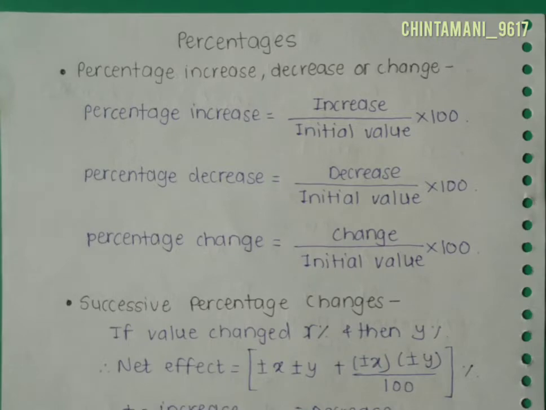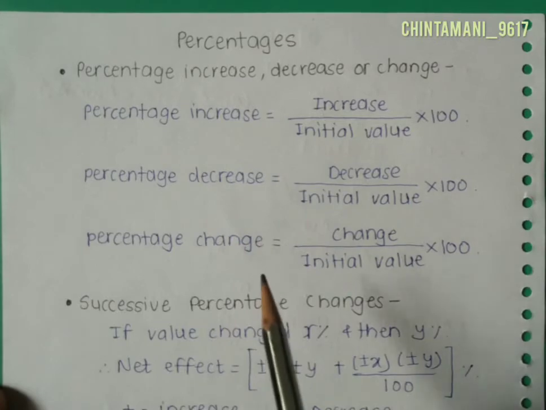The chapter percentages is one of the most important chapters. The concept of this chapter is the backbone of commercial arithmetic, because this chapter plays a vital role in developing the calculation skills which are used in chapters like profit and loss, ratio and proportion, time and work, speed and distance, data interpretation, etc. So, the word percentage means per 100 or for every 100. We're starting with the percentage increase, decrease or change.